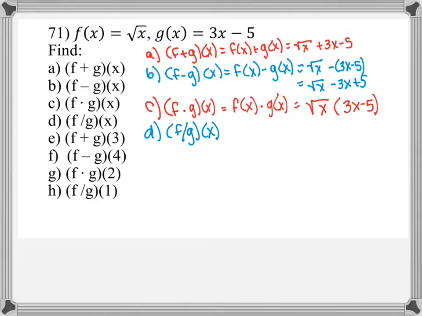D is looking for f divided by g of x, which is equivalent to f of x divided by g of x, which is the square root of x over 3x minus 5.